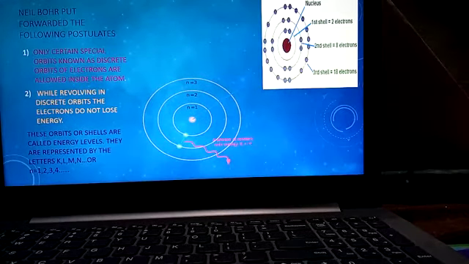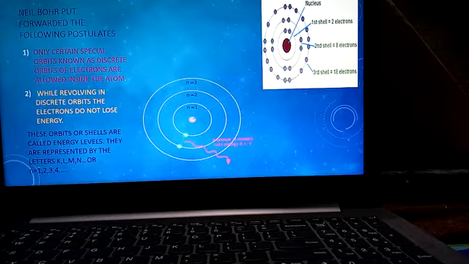So Niels Bohr has put forward the following postulates. So what are the postulates? Only certain special orbits, known as discrete orbits of electrons, are allowed inside the atom.